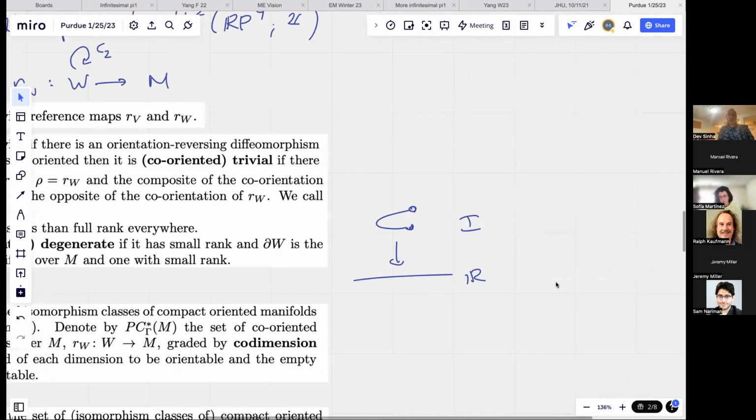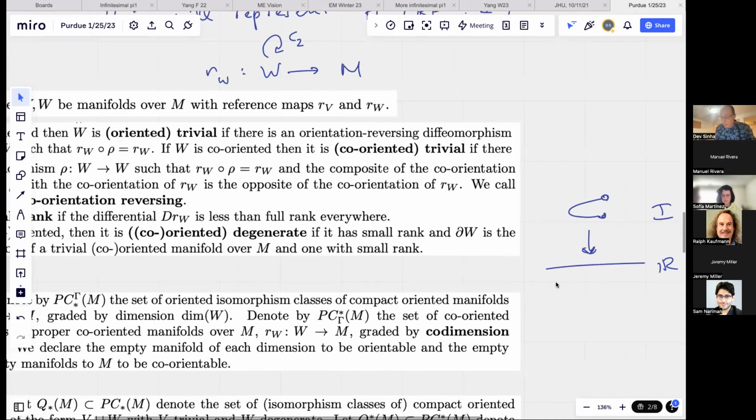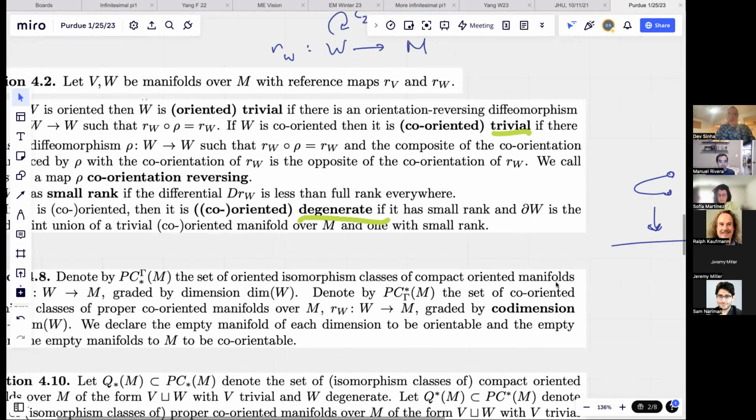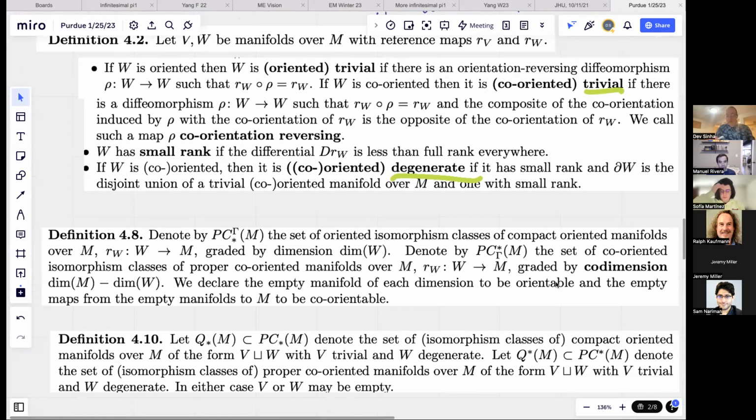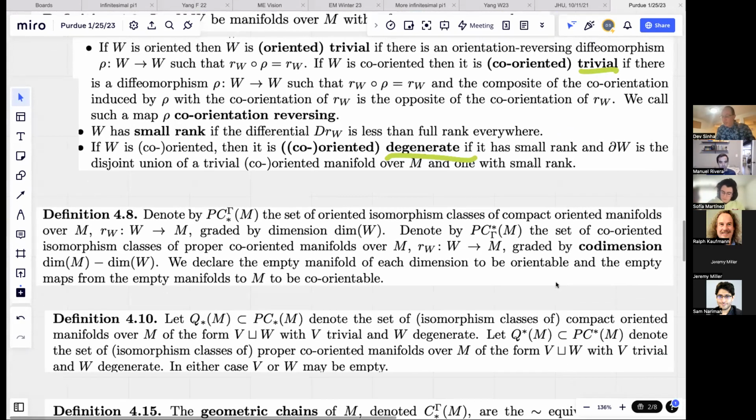Sorry, I meant to prepare that example and I didn't. But the point is that even if something is small rank, its boundary might not be small rank. And those you want to allow, just the ones whose boundary continue to be small rank or are trivial, those are degenerate. And so these are going to be our two key things. Trivial and degenerate. Let me skip down to the definition of geometric cochains.